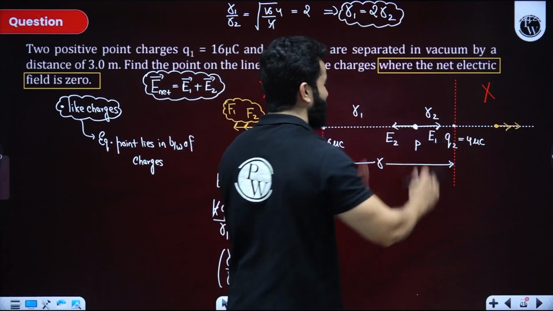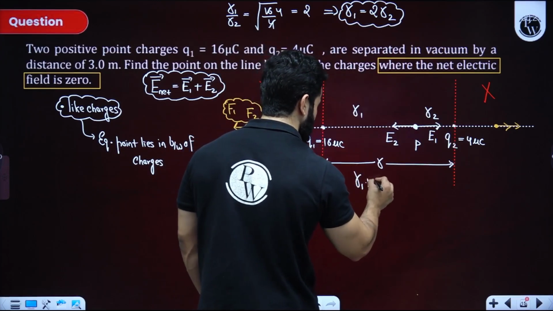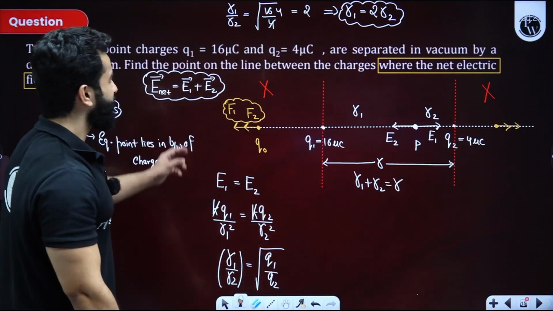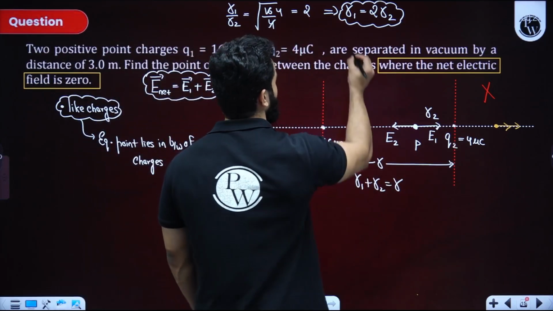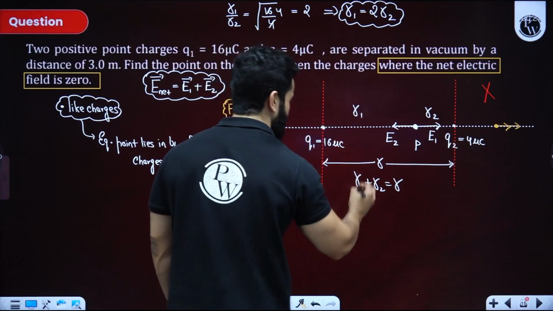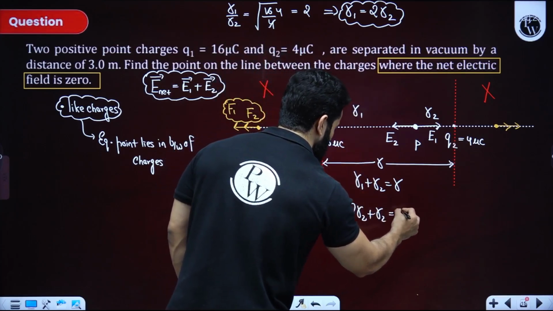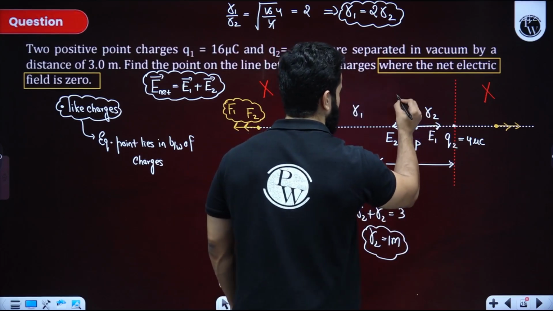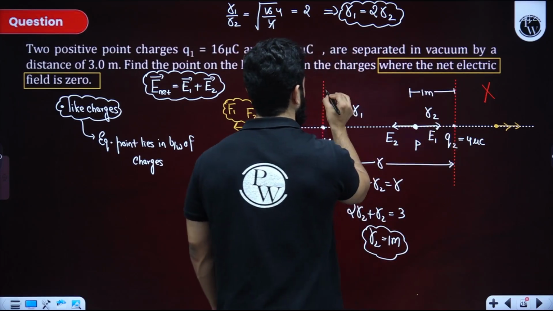R1 is greater, R2 is smaller. Also, R1 plus R2 is equal to R. So you have got two equations, and the distance between them was 3 meters. So R1 plus R2 is 3 meters. So I'll use 2R2 plus R2 equals 3. So R2 will come out as 1 meter. So this is 1 meter. This thing is 1 meter, friends. And this thing is 2 meters.